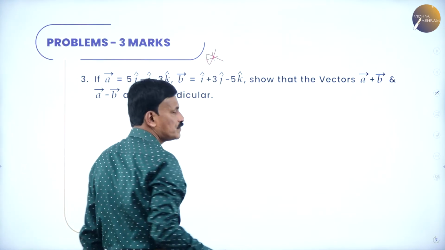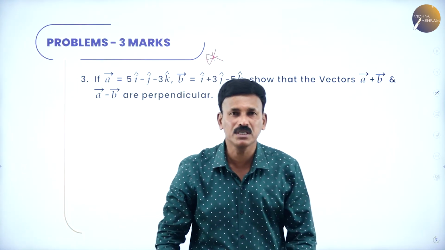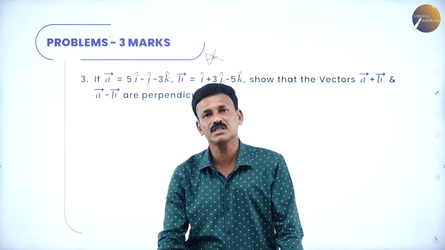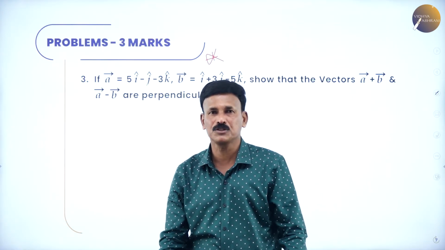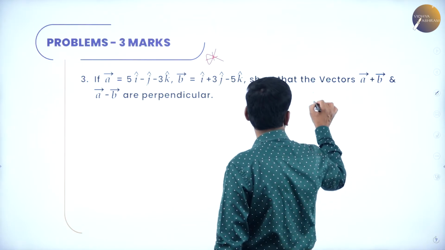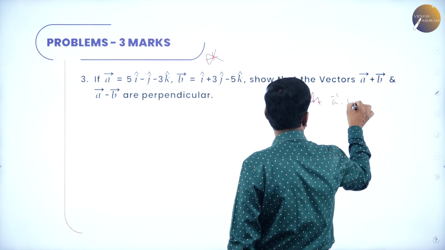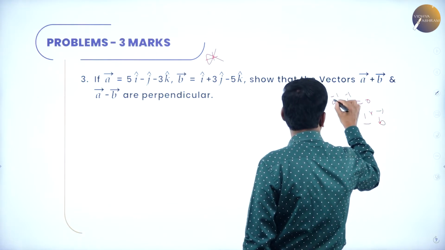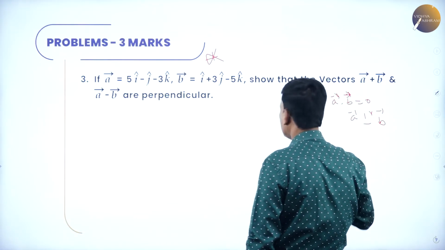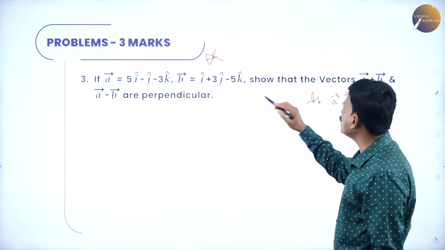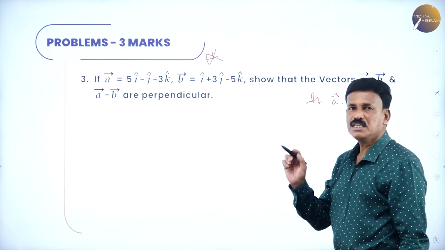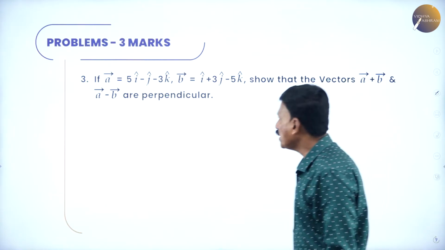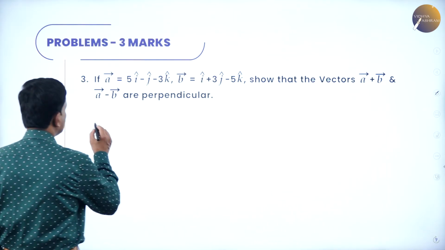As I told, two vectors A and B are said to be perpendicular if the dot product is equal to 0. If A dot B is equal to 0, then the two vectors are perpendicular to each other. That is, if A dot B is equal to 0, then vector A is perpendicular to vector B. Now, here what is given? Given A plus B and A minus B. What is to verify? A plus B dot A minus B is equal to 0. Okay. Now, let us find out A plus B first.